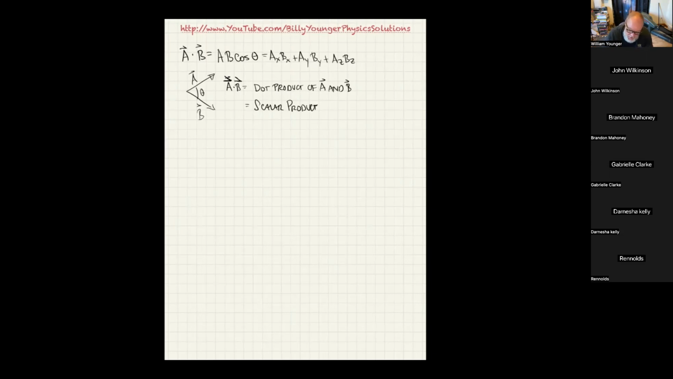Here's something else that's kind of neat. I've never been one to use the law of cosines until I figured out how I could derive the law of cosines using dot product.